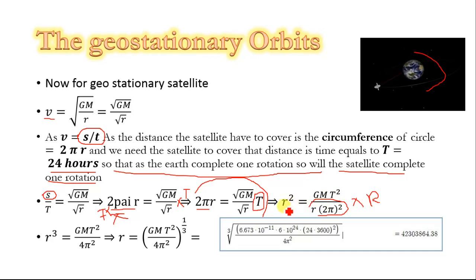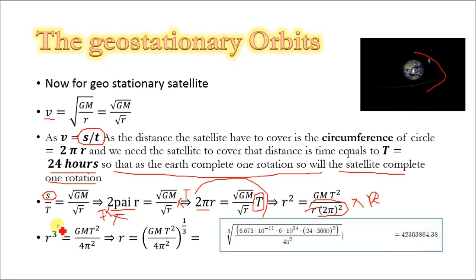this r will cancel with this r and we will have r cube is equal to GM t square by 4 pi square. Now taking the 1 over 3 power on both sides, this 1 over 3 will cancel with this 3 and we will have r is equal to GM t square by 4 pi square whole power 1 over 3.